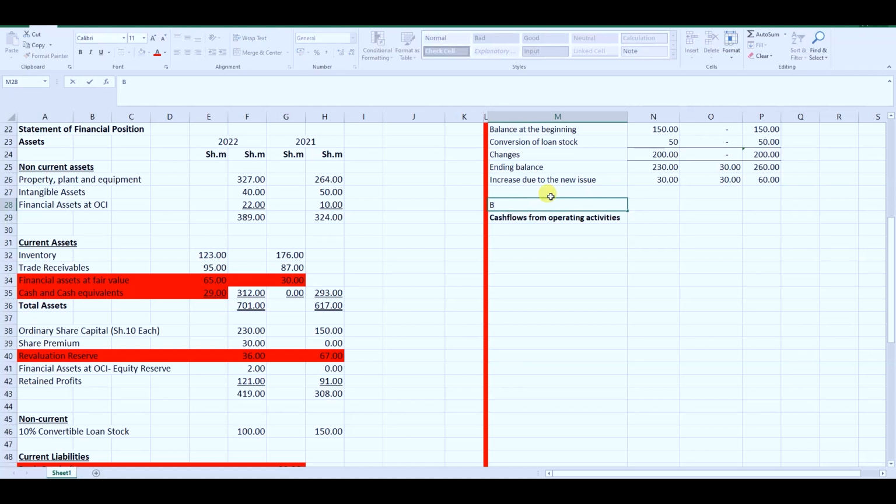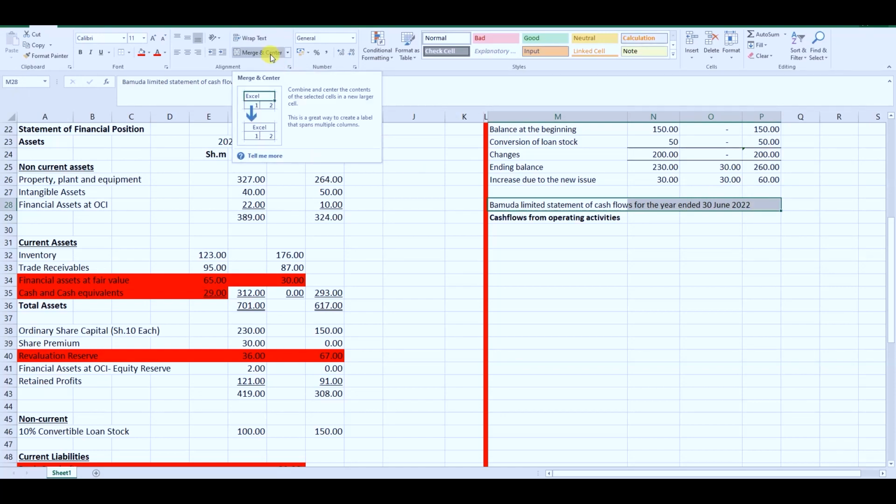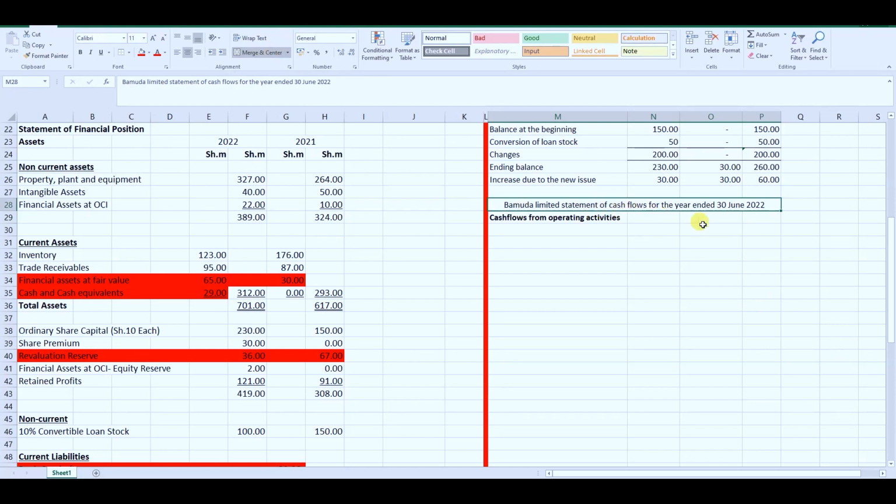Bermuda Limited, statement of cash flows for the year ended 30th June 2022. So maybe you could decide to merge the cells, at least for presentation purposes. You come over here, merge cells, merge and center. So that now it can indicate that whatever side workings we have over here, at least it relates to Bermuda Limited.